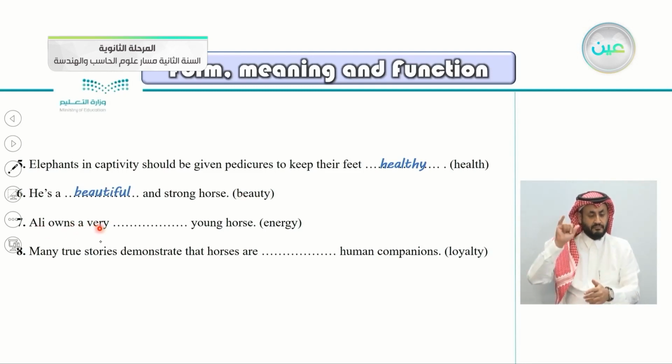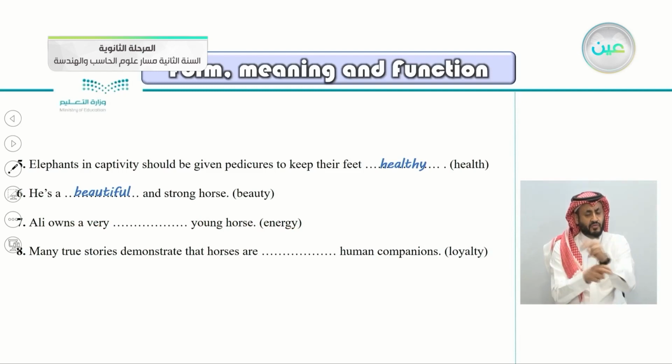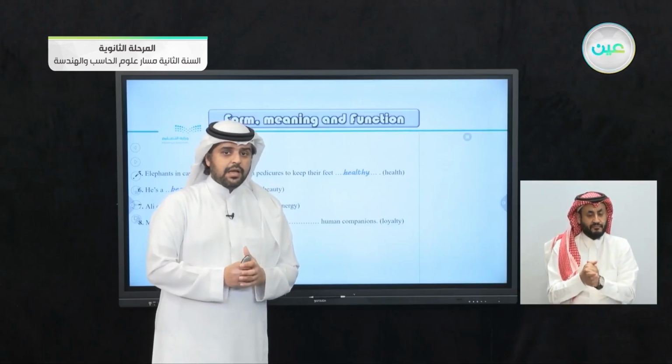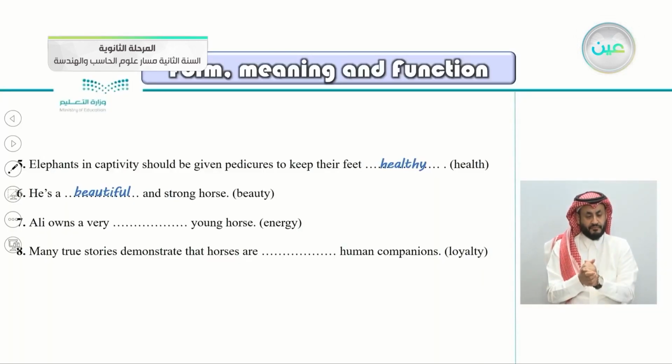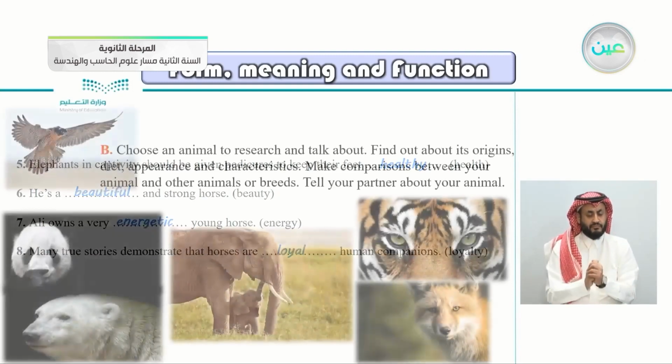Ali owns a very [blank] young horse, and we have energy. Remember the word energy? How did it become an adjective? Yes, very good. So Ali owns a very energetic young horse. Many true stories demonstrate that horses are [blank] human companions, and the word is loyalty. How do we derive the adjective from loyalty? Yes, loyal. So horses are loyal human companions.